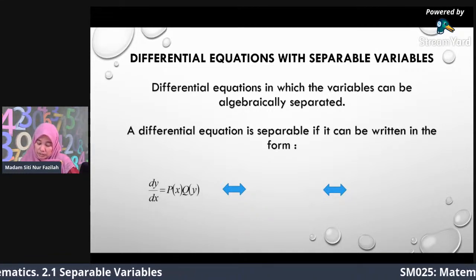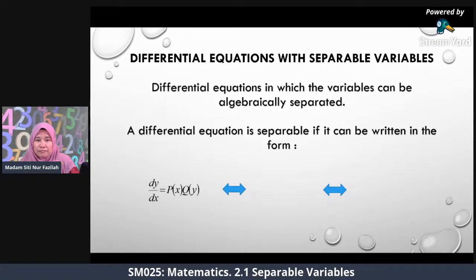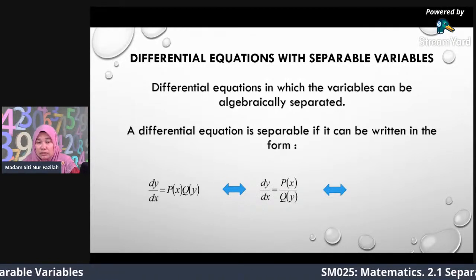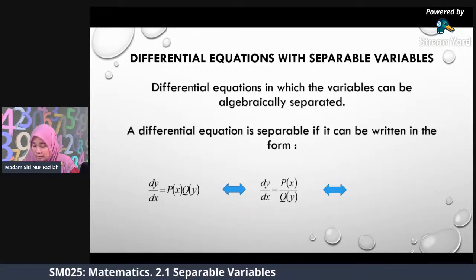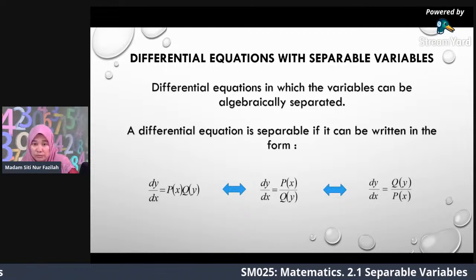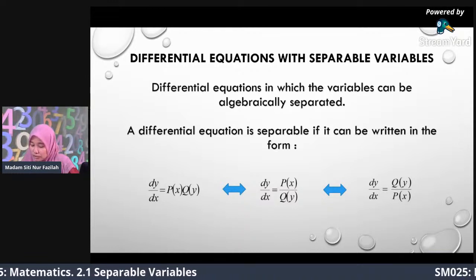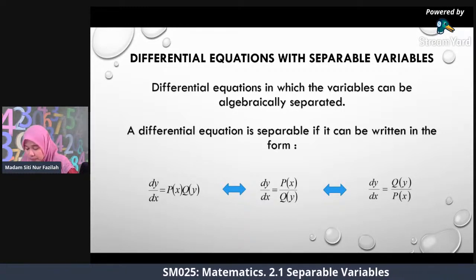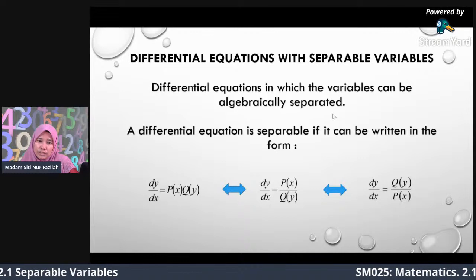The equation may take the form dy/dx = p(x) times p(y), or dy/dx = p(x) divided by q(y), or dy/dx = q(y) divided by p(x). Roughly, if we can separate the function of x and the function of y correctly, we can solve by using the separable variables method to solve the differential equation.